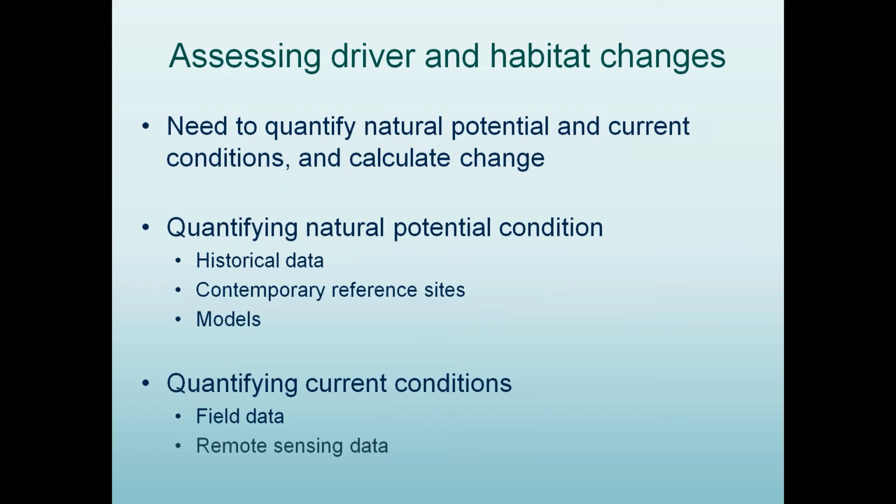And so we can quantify that natural potential condition in a few different ways. One is if we have historical data, we can use that. If we don't have historical data, we can use contemporary reference sites. These are often hard to find, but if you can find places that are relatively undisturbed or least disturbed, you can often get some pretty good information from those about what conditions you might expect. And if you don't have either reference sites or historical data, you can use models to estimate what a historical habitat condition was like. And then current conditions, we're usually just using field data or remote sensing data.